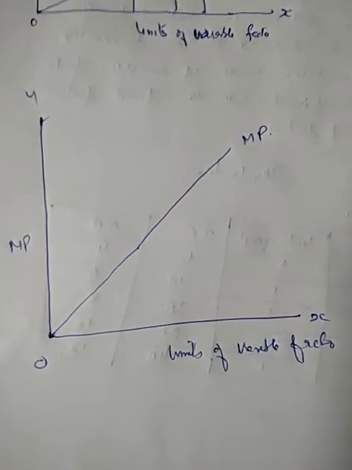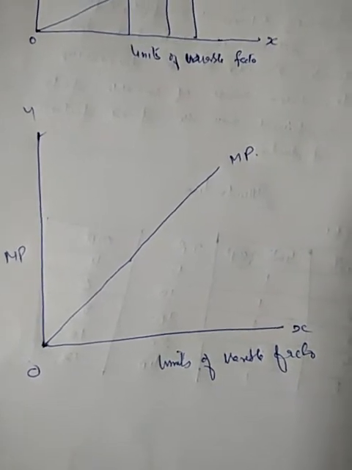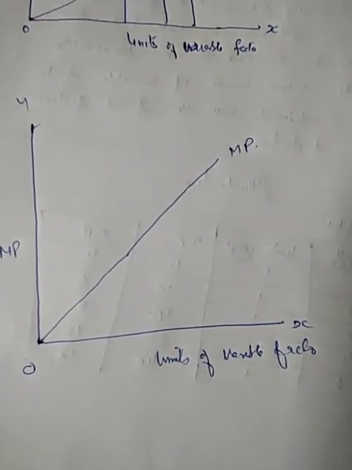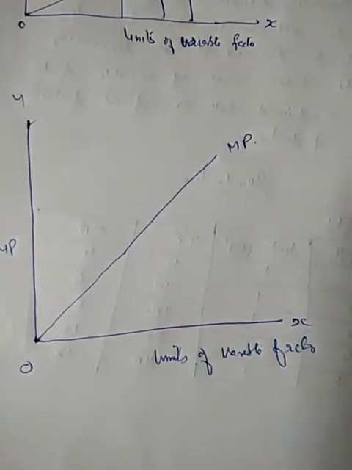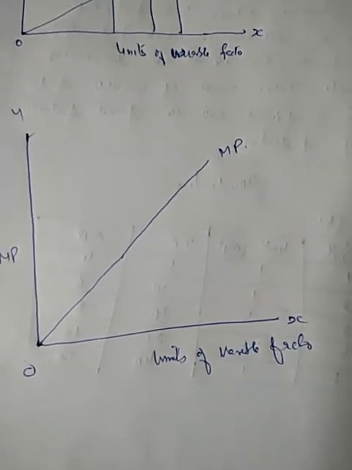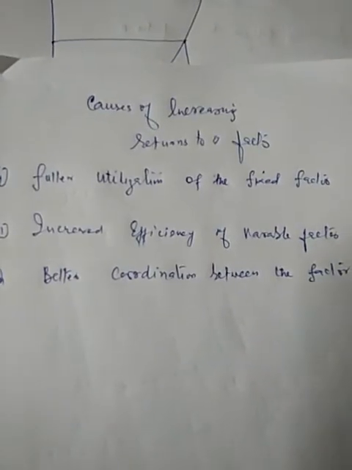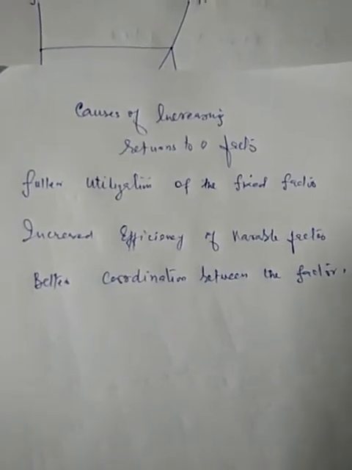Now why does this happen? Why are there increasing returns to a factor in the initial stages of production? Let us try to explain the causes behind the behavior of output when we apply more and more units of the variable factor to a fixed factor. The main causes are, the first cause is fuller utilization of fixed factor. Fuller utilization of fixed factor, what does it mean?